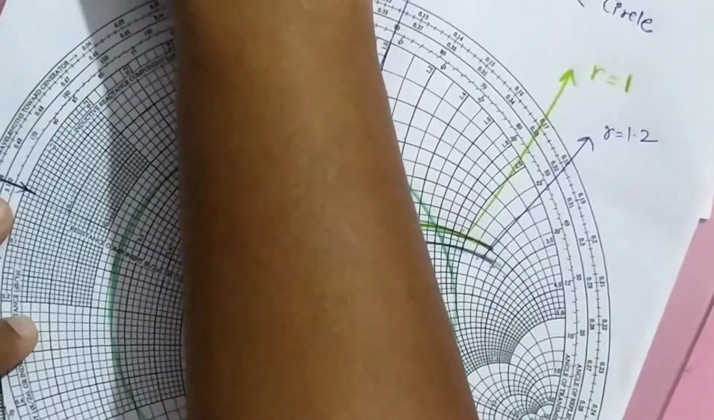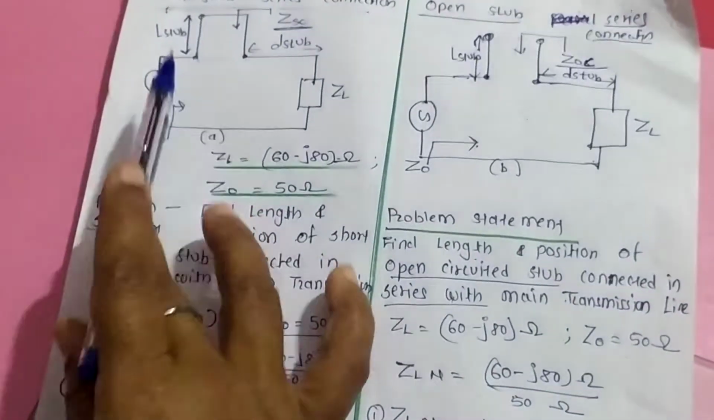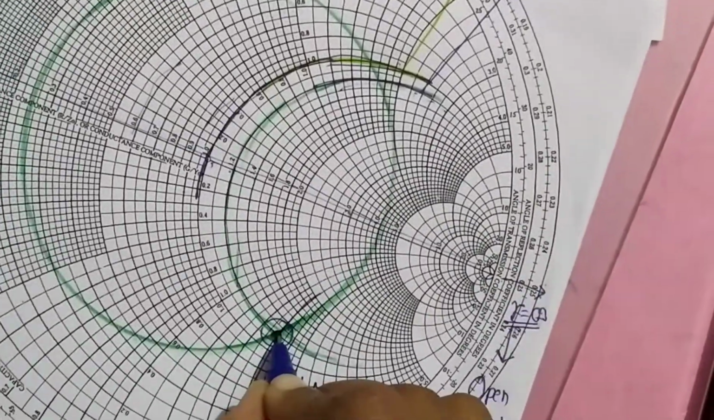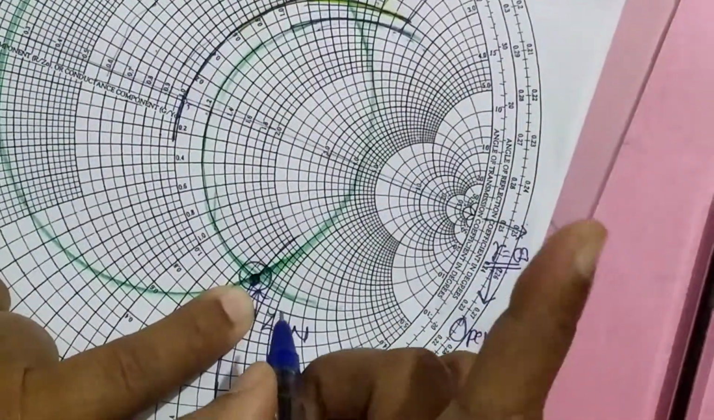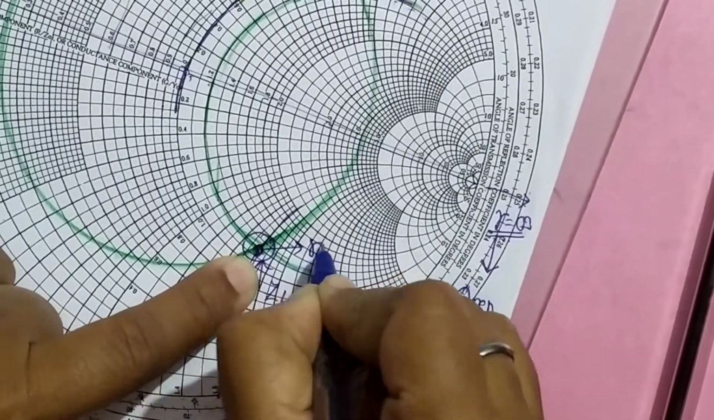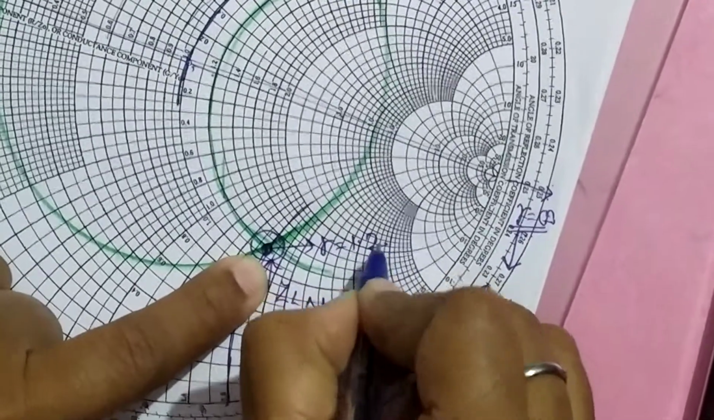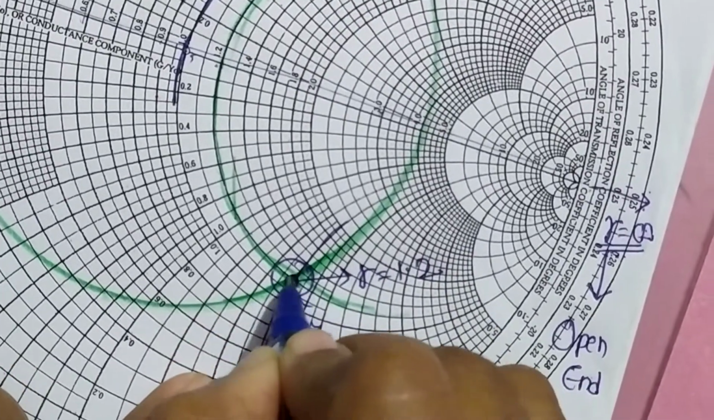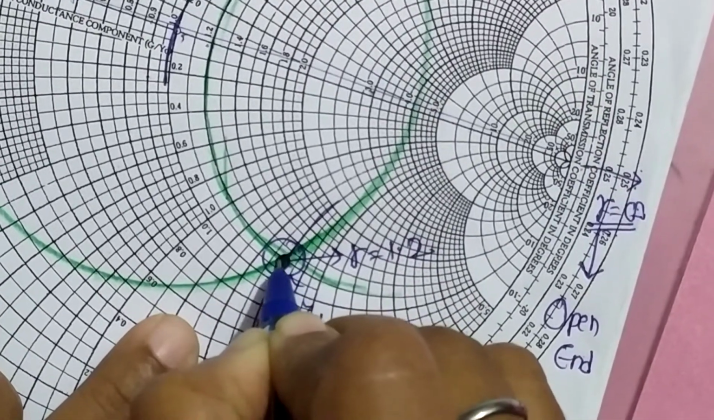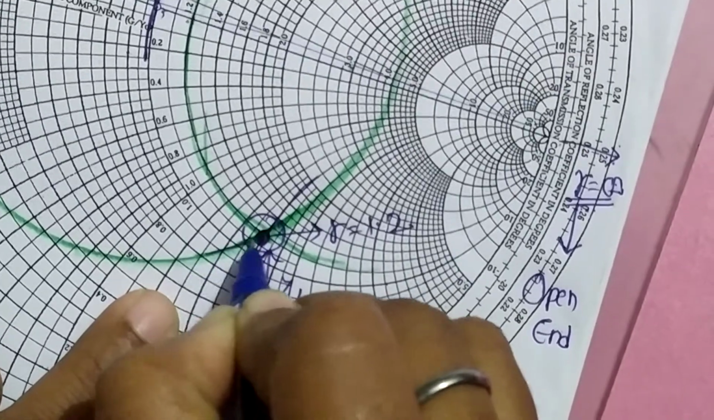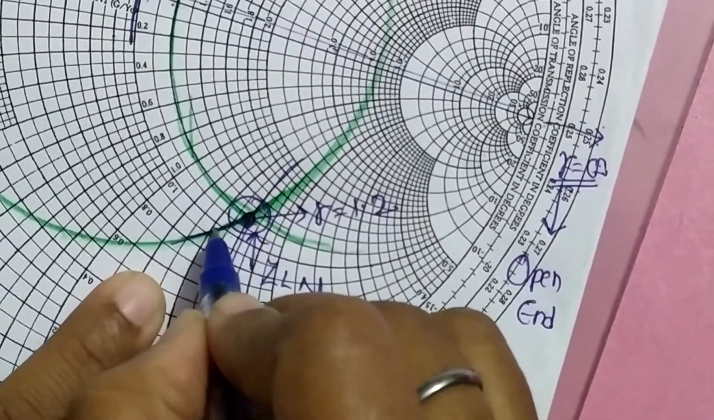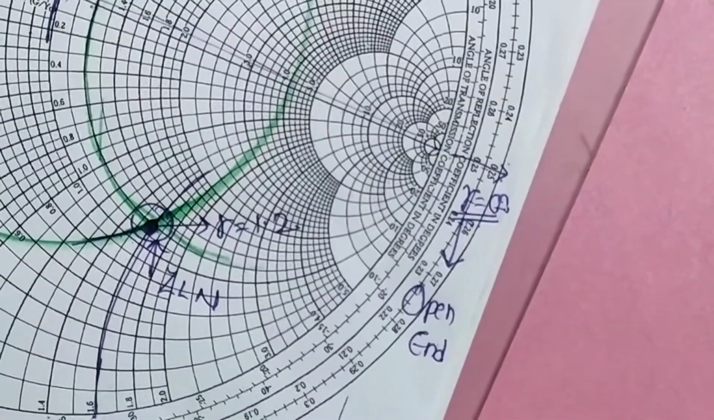Now, from the load we are moving towards the generator. So from this normalized impedance where the real part is not equal to 1, the real part R is equal to 1.2, we want to make it 1. So I will move from this point towards the generator, that is in a clockwise direction, till the real part R becomes 1.